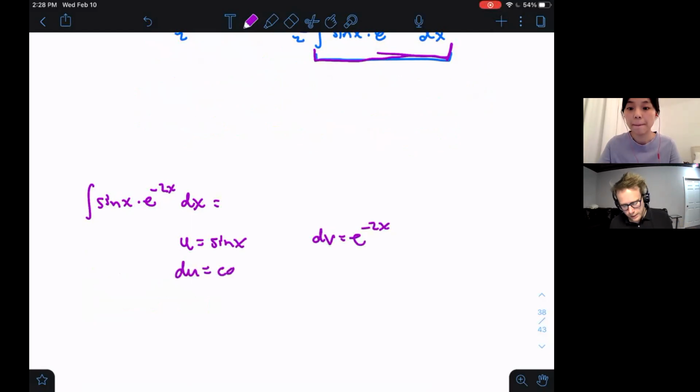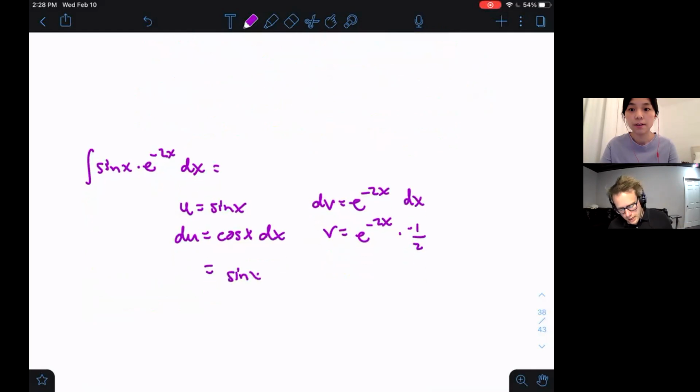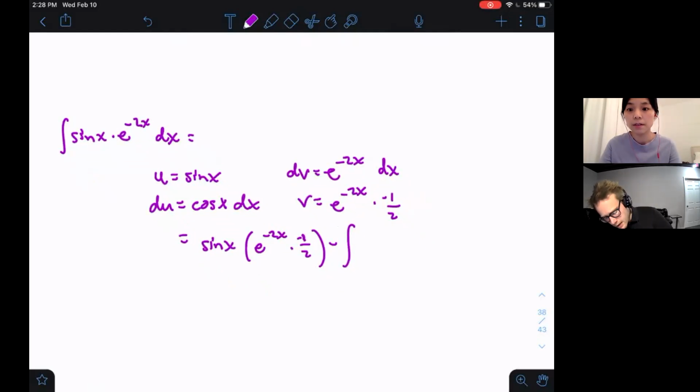When I take the derivative, I get cosine of x dx. And when I take the integral, I get a copy of itself. It's an exponential after all. And then from our u substitution, we're going to have this little negative 1/2. Sorry, I forgot the dx right here, technically. So now when I use integration by parts, we're going to have uv. So u is sine of x, and v is this e to the negative 2x times negative 1/2, minus the integral of v du. So v, that's the e to the negative 2x times negative 1/2, and du is going to be my cosine of x dx.